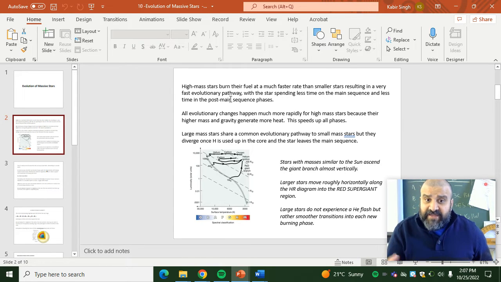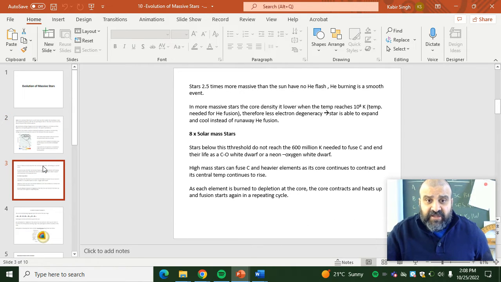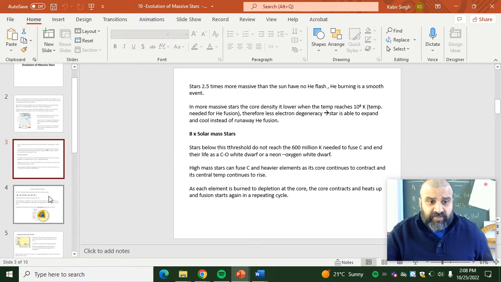Large mass stars have more gravity. Because there's more gravity, there's more pressure, there's more heat. Because there's more heat, the nuclear fusion can occur much more quickly.